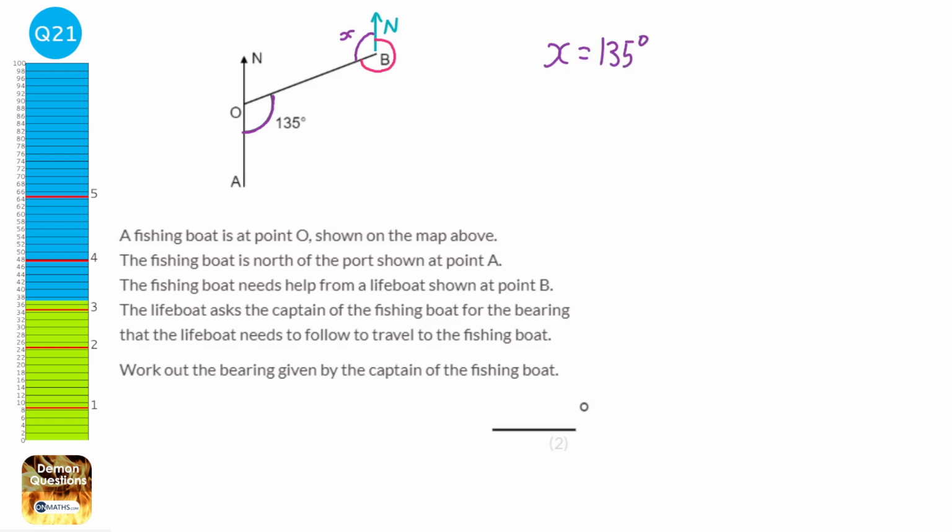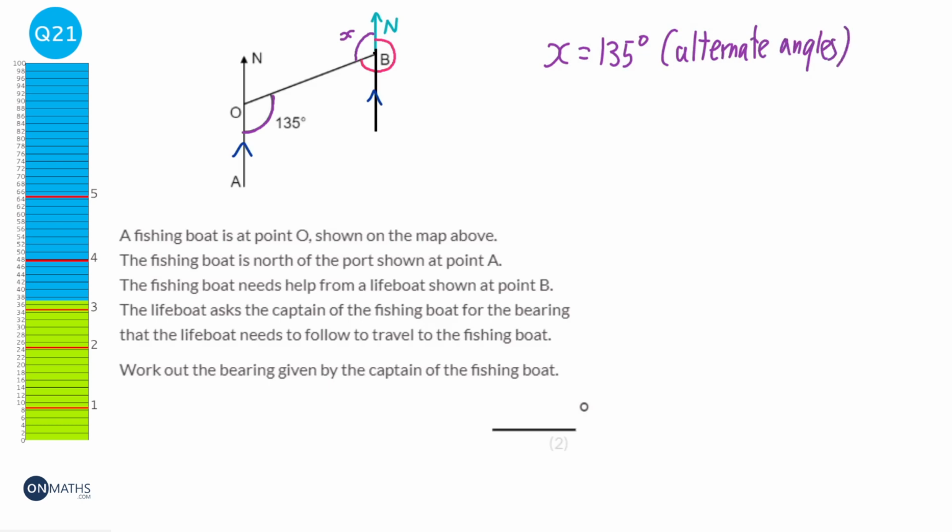And the reason for that is, I'm just going to draw or extend the north line down, because we have a set of parallel lines here, and we have a set of z angles, which we know are alternate angles. So the reason for that is it's alternate angles. And always show the reasons to the examiner.